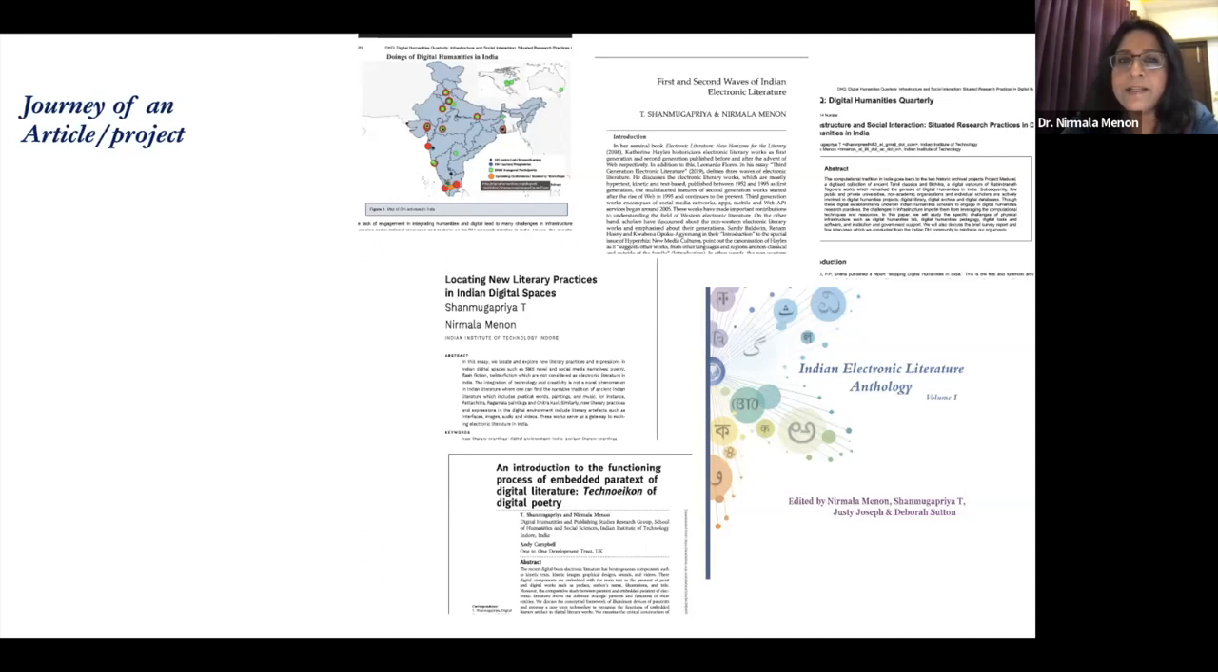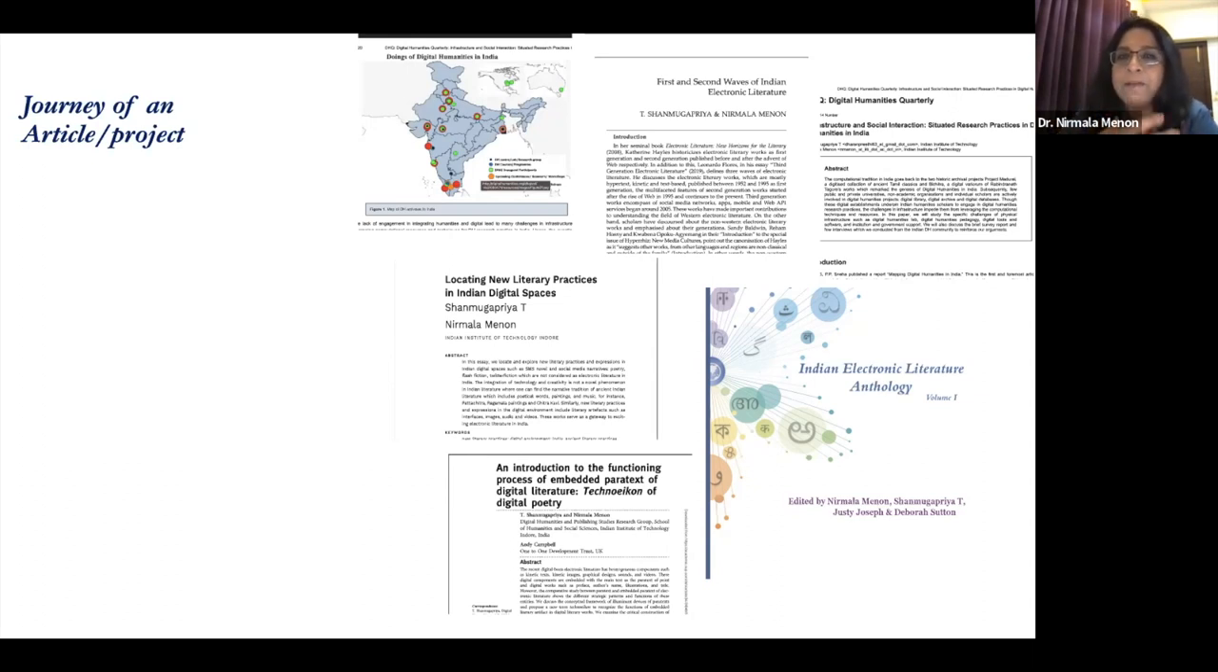So that set us thinking: if electronic literature is being produced in different parts of the world, and India has such a rich literary culture, for probably 1,000 or 2,000 years, is it possible that nobody is doing electronic literature in India? So we published in DHQ and DHS and other venues, simply exploring what electronic literature is, how technology has influenced literature over the years, and how we are locating new literary spaces and practices in Indian digital spaces. Then we found, of course, that there is electronic literature being produced.